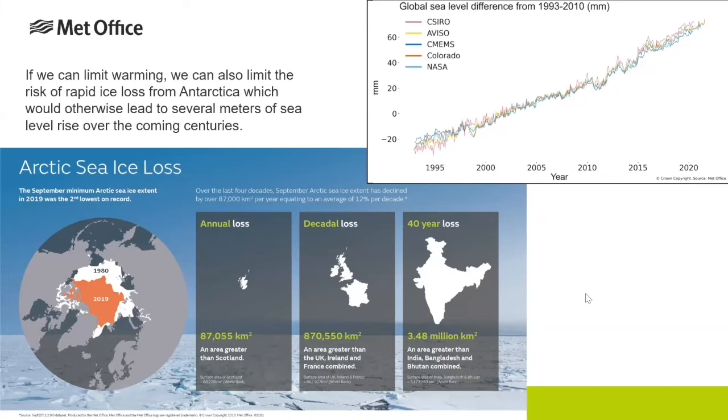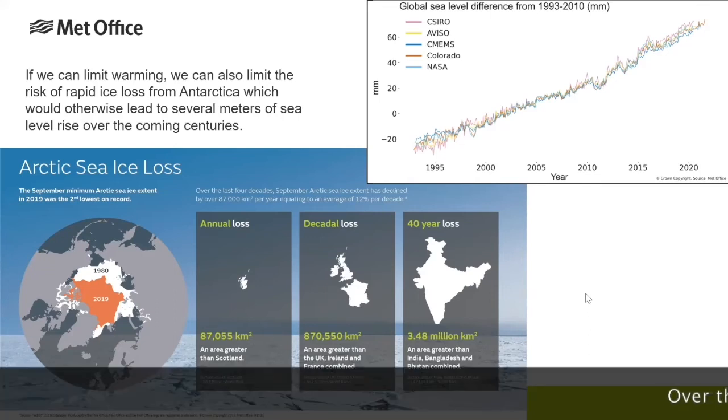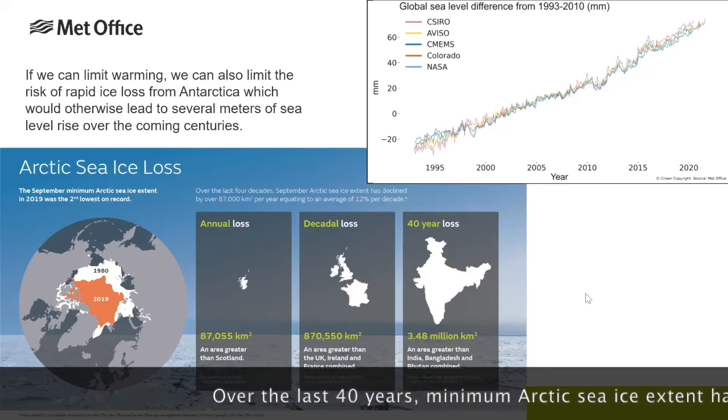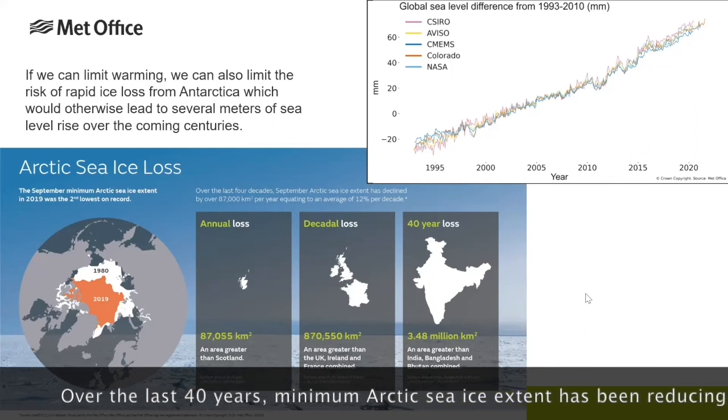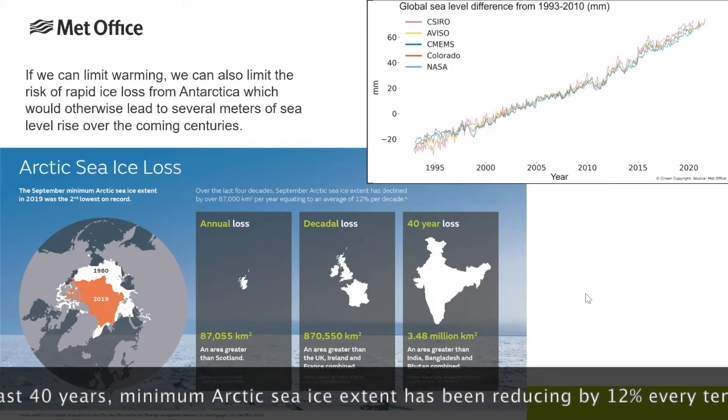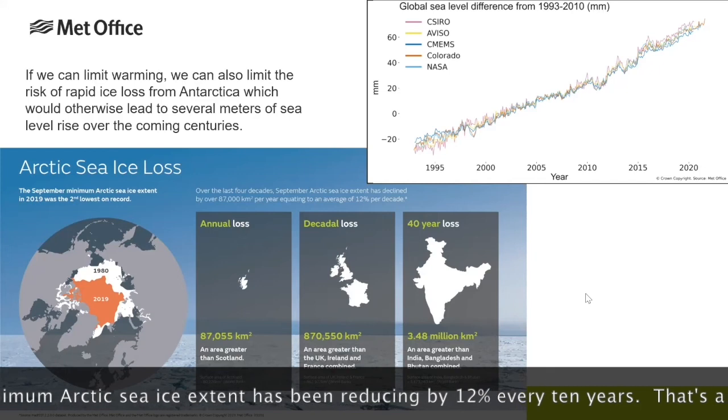Again, since the satellite era in around 1989, 1990, we've been able to monitor sea ice extent in the Arctic around the North Pole. It varies throughout the year, but what we do see is that over the last 40 years, the minimum of that sea ice extent, which happens in September, has reduced by about 12% every 10 years. 12% every 10 years, that's a big number.